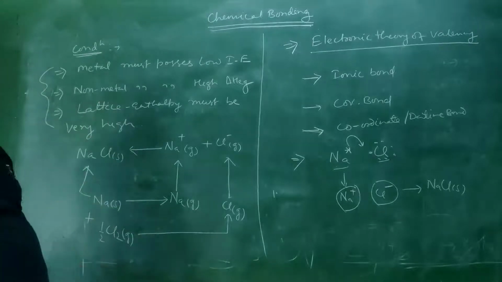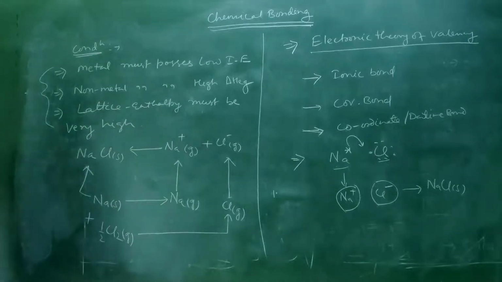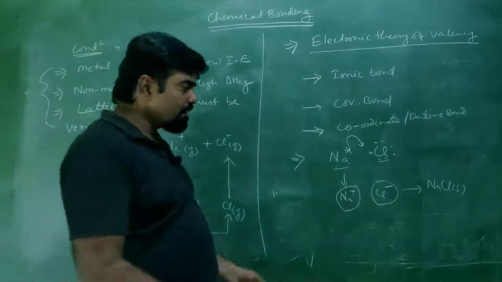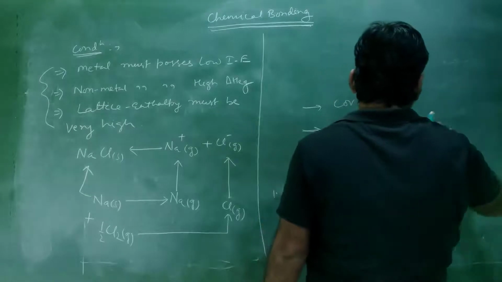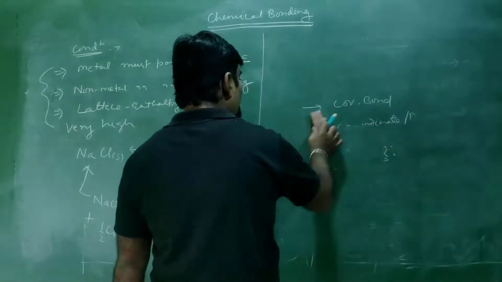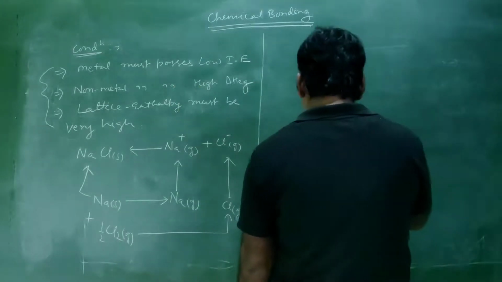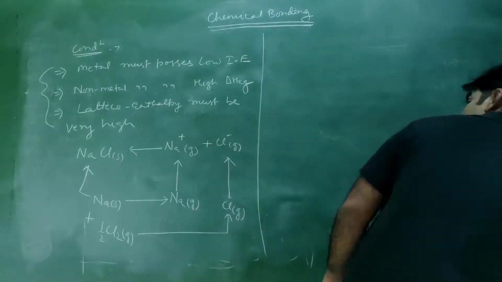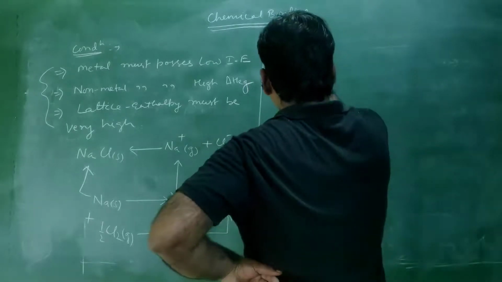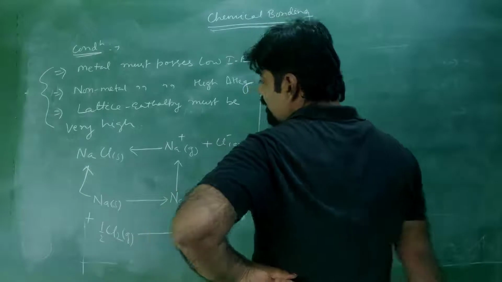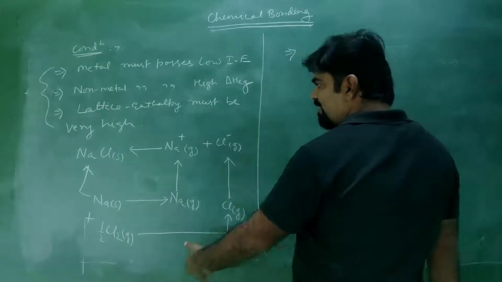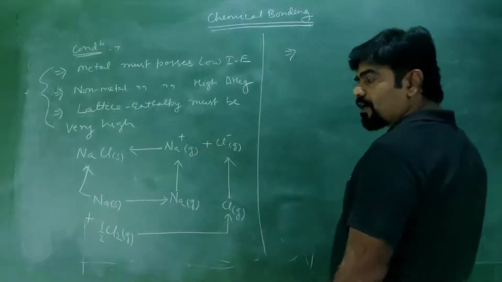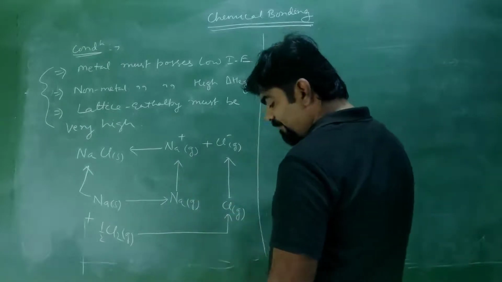For the formation of this ionic bond, there are two different theories that explain it. One is the Born-Haber cycle, the other is the Born-Landé equation. The Born-Haber cycle states that ionic bond must be formed through a cycle. That cycle is called the Born-Haber cycle.